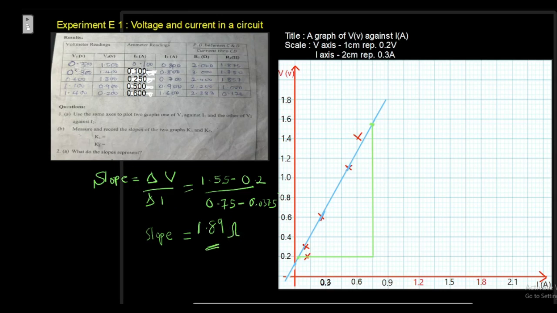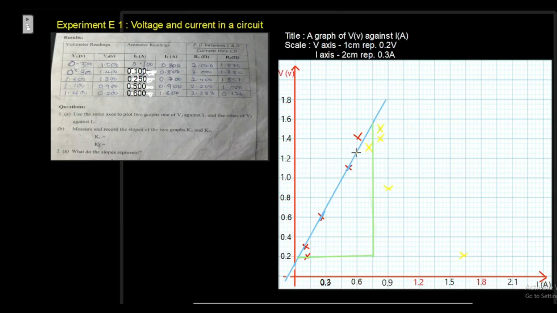Now if you see question 1b, they say measure and record the slopes of two graphs, k1 and k2. So the first graph is k1. Please have it at the back of your mind that the slope of k1 is 1.89 ohms. Now it's time to get that of k2. After plotting k1 as the first graph, getting your line of best fit and calculating your slope, you can now go to the second graph, that's V2 and I2. It's best to do it this way, then you go to the next one so you don't mix the points.